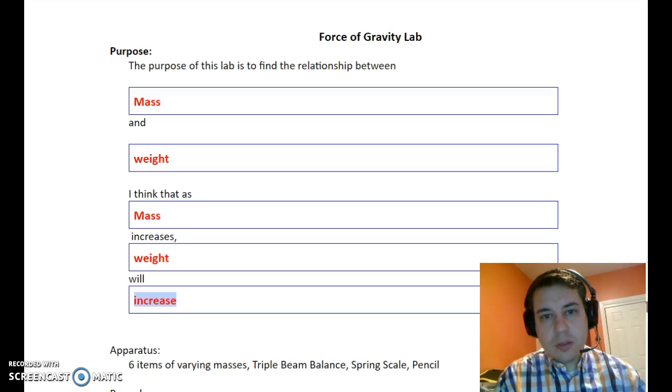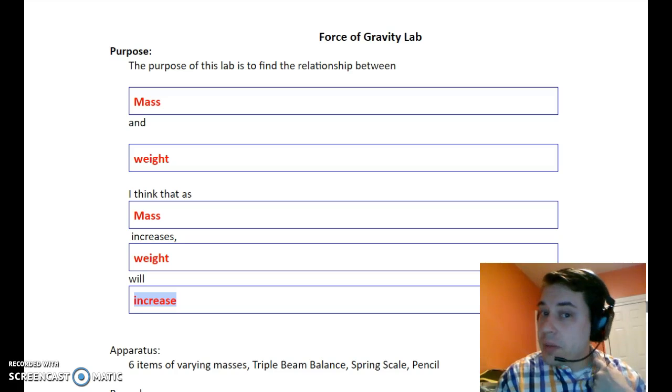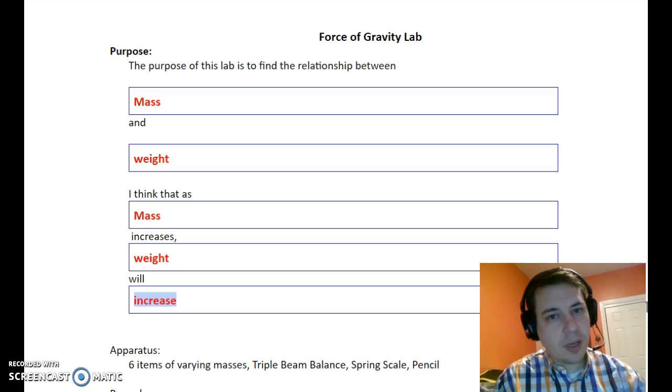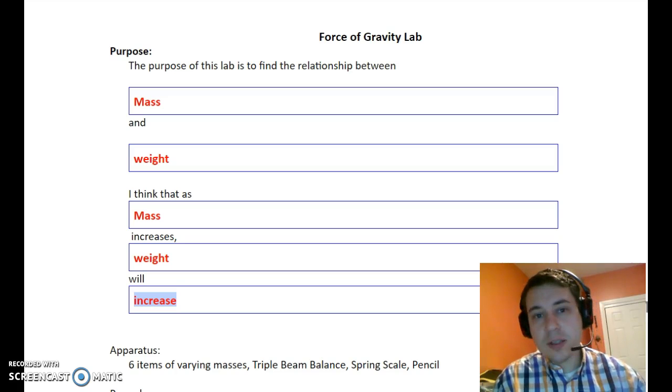First off, after you finish the lab, I'd like you to give your Chromebook to a friend so they can look at your lab, and then they're going to give me feedback on how they think you did. In science, we call this peer review.